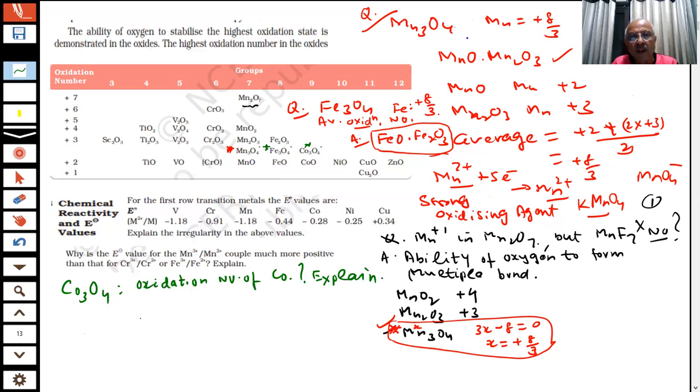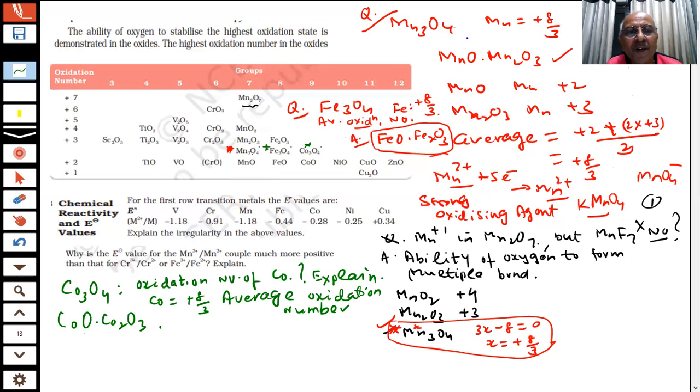In Co3O4, again, the oxidation number of cobalt will be 8 by 3, and we can express it in this way only. This is our average oxidation number. So it exists as CoO dot Co2O3, and then we can calculate the average. All right. Now you got the answer.